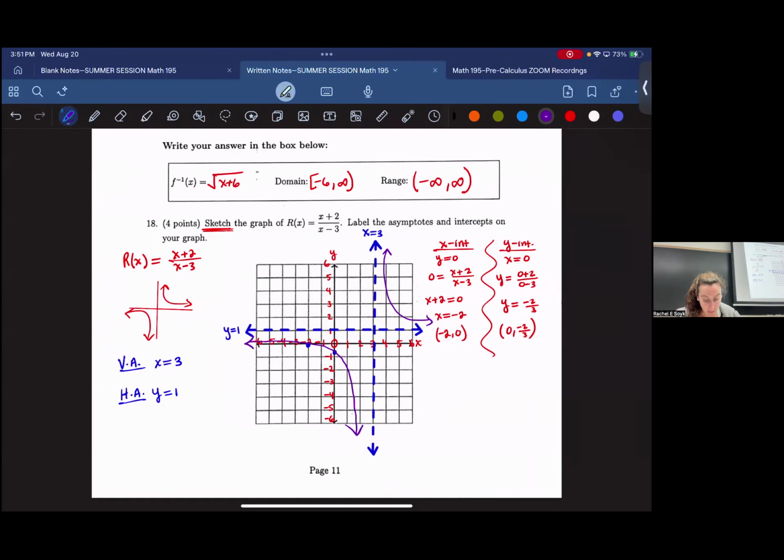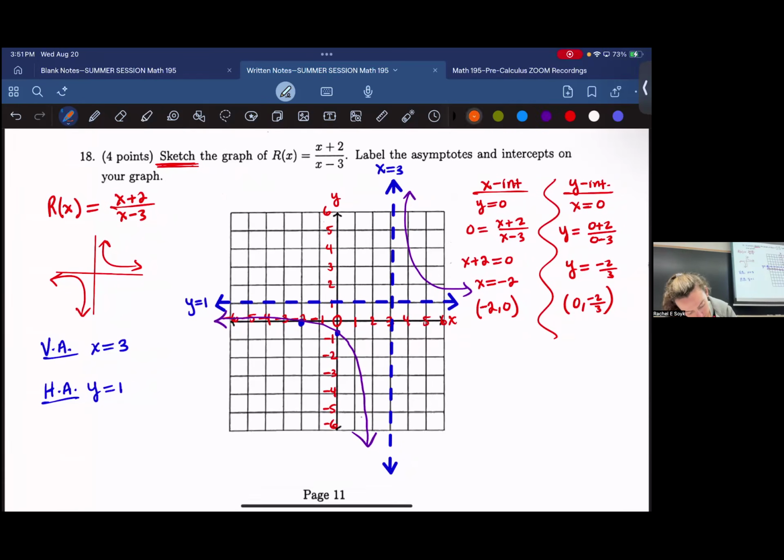Okay, it says label the asymptotes, we did, and the intercepts. So this is our x-intercept, which is (-2, 0). And then this is our y-intercept, which is (0, -1). Last but not least, don't forget to write out and name your function. R of x is equal to (x + 2) over (x - 3). That's it. Full credit.